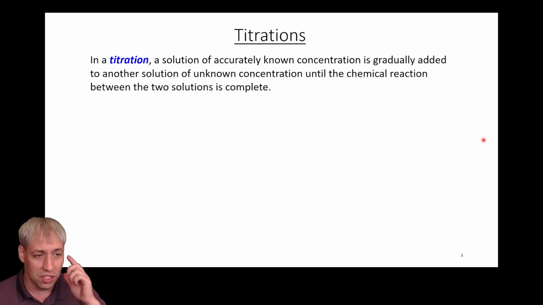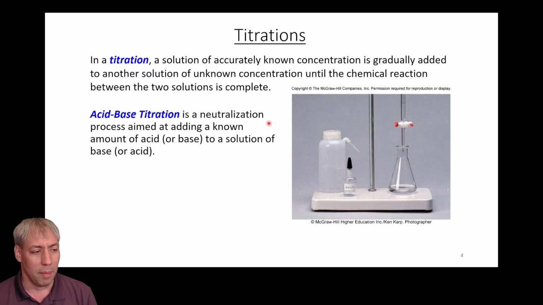Now, titration is just a general methodology to figure out something about an unknown solution. And so you can see the definition here. A solution of accurately known concentration is gradually added to another solution of unknown concentration until the chemical reaction between the two solutions is complete. And so this could be things like redox titrations or complexometric titrations. But for the sake of this chapter, we're talking about acid-base titrations.